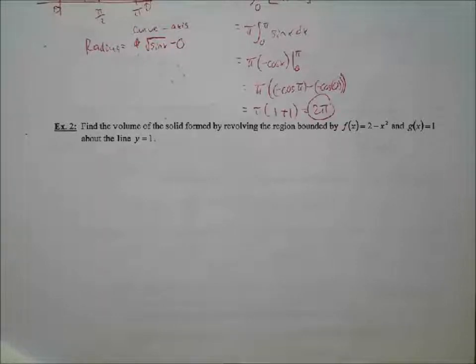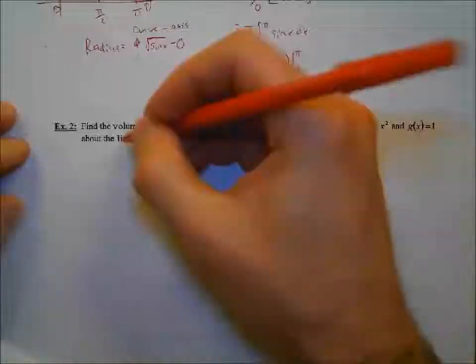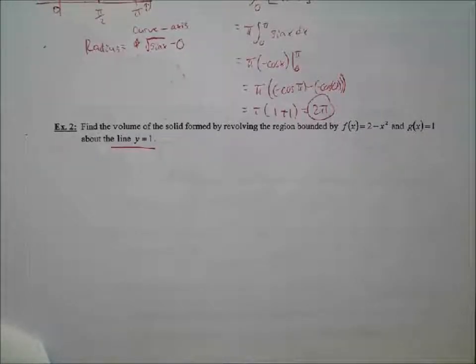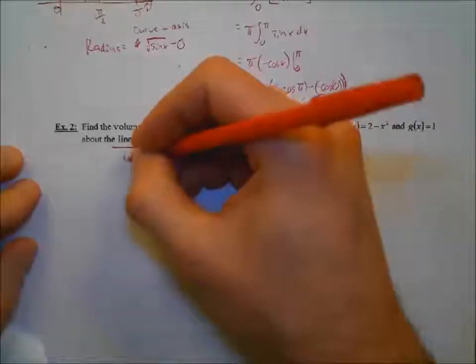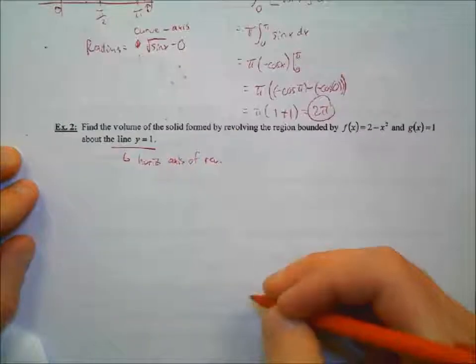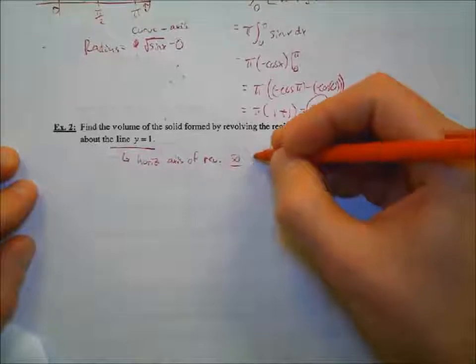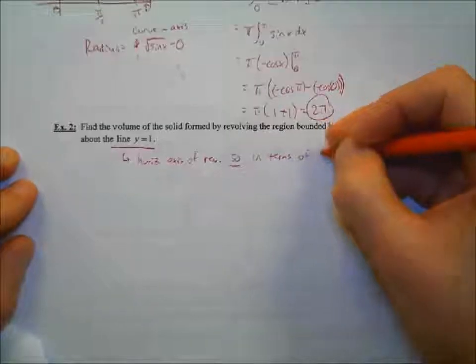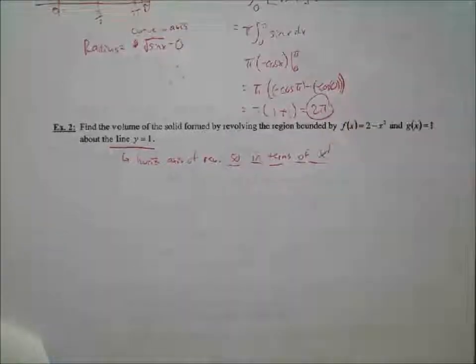Mr. Widmeyer, you told us that when we have an axis of rotation, this one should be with respect to y because the axis of rotation is y equals 1. No. The line y equals 1 is vertical or horizontal? Horizontal. And so this needs to be with respect to what? X. Okay, x. So please watch that. Yes, it says y equals 1 there, but that is a horizontal line. So, horizontal axis of revolution, so in terms of x. Exclamation point. Okay? Because that's important.